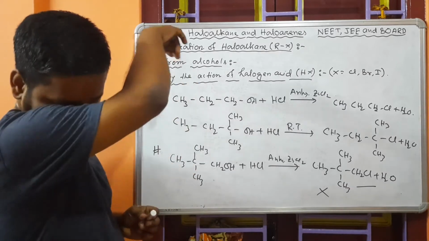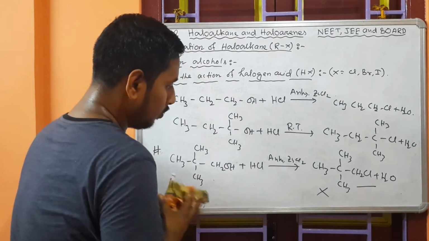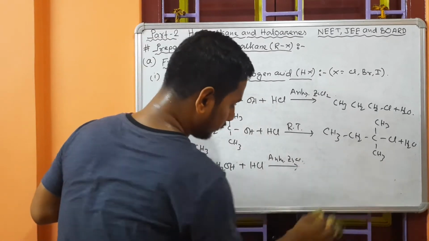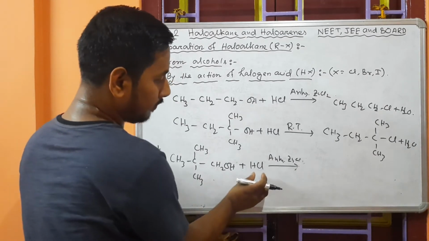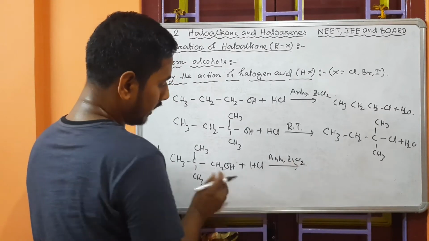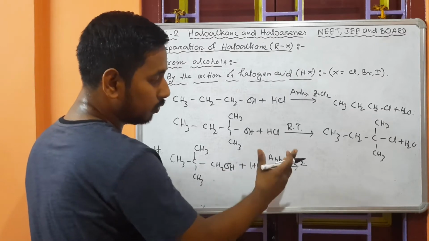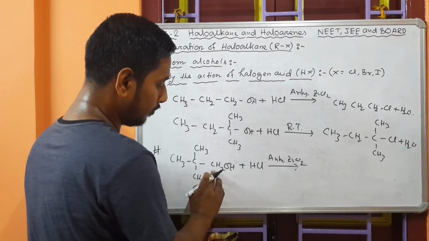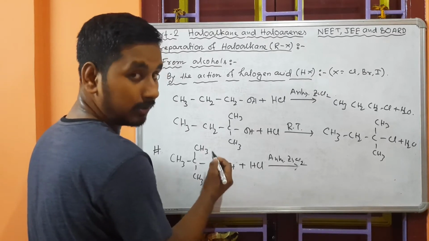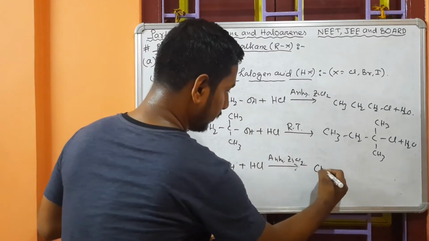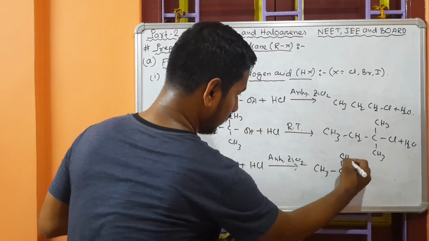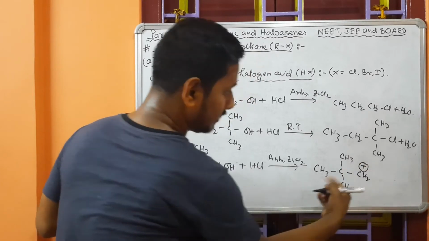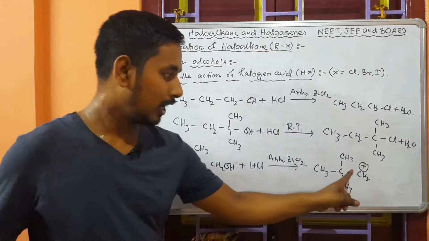Okay. So why is this wrong? If we see the mechanism of the reaction, first of all, anhydrous ZnCl2 reacts with the C-OH bond to remove the OH from here. And if OH is removed from here, a carbocation will form on this carbon atom, CH2 plus. This is the first step. So in the first step, carbocation will form.